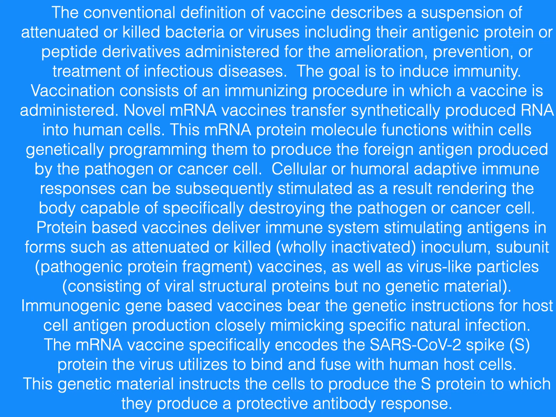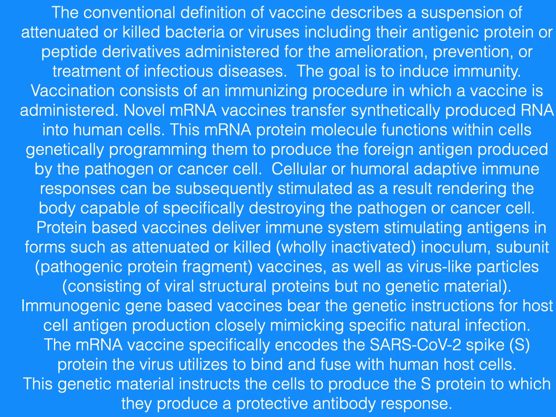Novel messenger RNA vaccines transfer synthetically produced RNA into human cells. This mRNA molecule functions within cells, genetically programming them to produce the foreign antigen produced by the pathogen or cancer cell. Cellular or humoral adaptive immune responses can be subsequently stimulated, as a result, rendering the body capable of specifically destroying the pathogen or cancer cell.